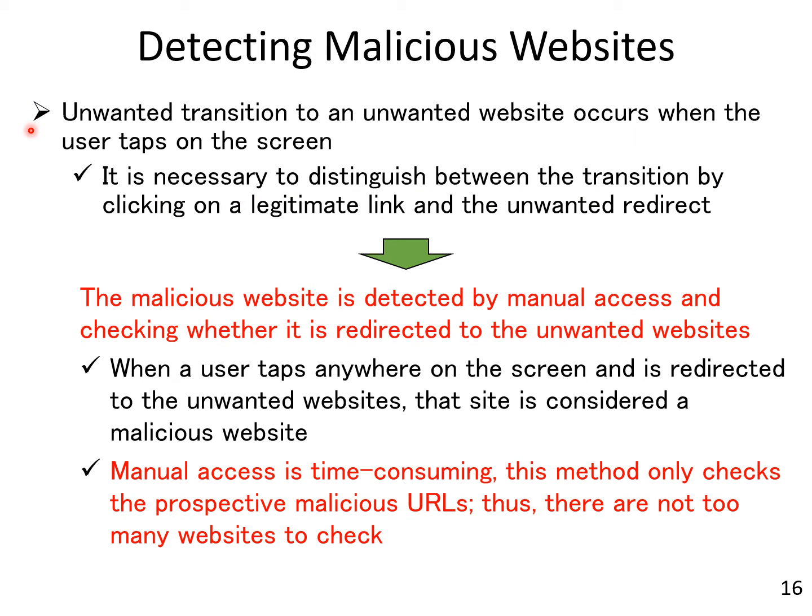Unwanted transition to an unwanted website occurs when the user taps on the screen. It is necessary to distinguish between the transition by clicking on a legitimate link and the unwanted redirect. Thus, the malicious website is detected by manual access and checking whether it is redirected to the unwanted website.